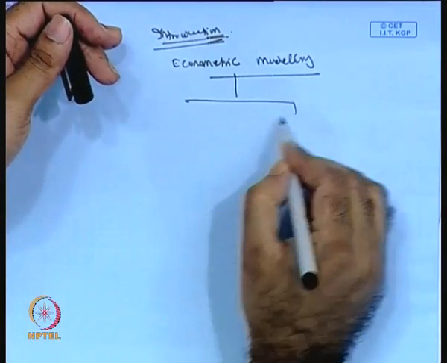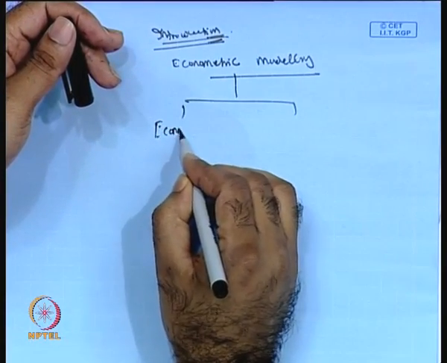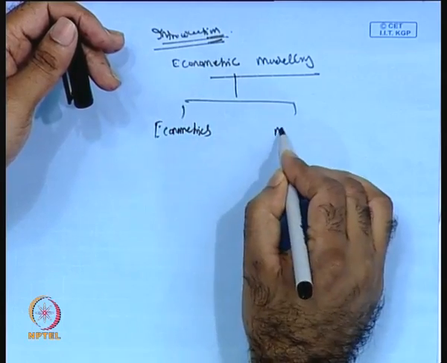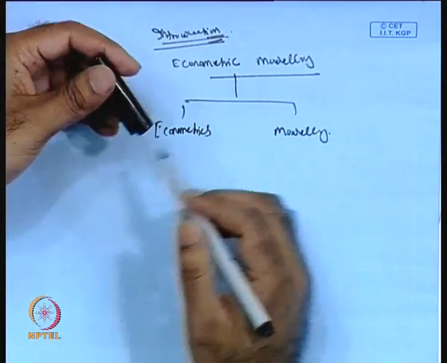Now, what is this econometric modeling all about? The core of econometric modeling is divided into two parts: one is called econometrics and another is called modeling. But before I highlight econometrics and modeling, what is my core agenda here? The core agenda of econometric modeling is to fit data to a particular problem, that is, to get the best fit, the best structure of data for that particular problem.